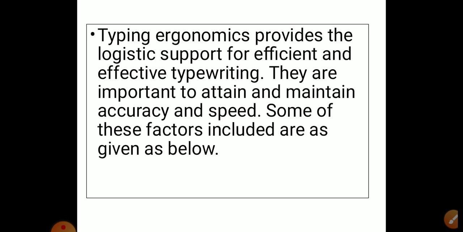So you are learning typing skills here. So when you learn typing skills, you should be well versed with the typing ergonomics too. They are important to attain and maintain accuracy and speed. So once you follow the typing rules, you will be able to type with higher speed and most accurate typing. Some of these factors included are as given below.